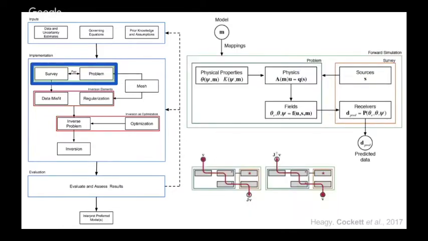And then you need to forward simulate. So this is going from your model, going to your physical properties, your physics, your fields, your sources, and your receivers. And the way that this is laid out is that these are all combinatorial, so that you can go from one, switch it out, have another one, if that makes sense for the problem.